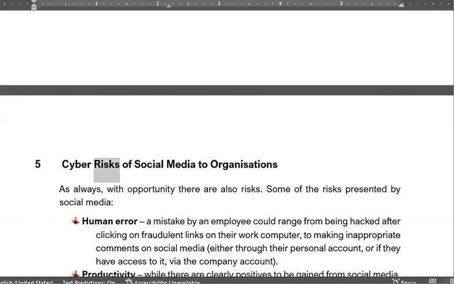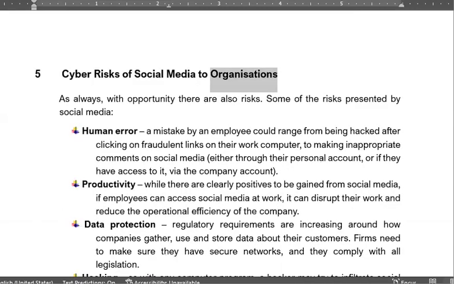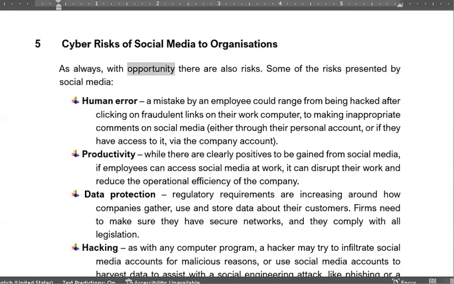5. Cyber risks of social media to organizations. As always, with opportunity there are also risks. Some of the risks presented by social media. Human error, a mistake by an employee could range from being hacked after clicking on fraudulent links on their work computer, to making inappropriate comments on social media, either through their personal account, or if they have access to it, via the company account.